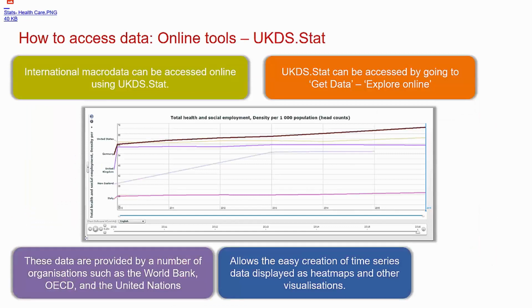If you're looking to use international macrodata, you may find our ukds.stat tool beneficial. These are data provided by a number of organisations such as the World Bank, OECD and the United Nations. Stat can be accessed by going to Get Data, Explore Online, and allows for easy creation of time series data displayed as heat maps and other visualizations. However, it is worth noting that not all the data is available to everyone. For example, the International Energy Agency data is only available for UK academics.